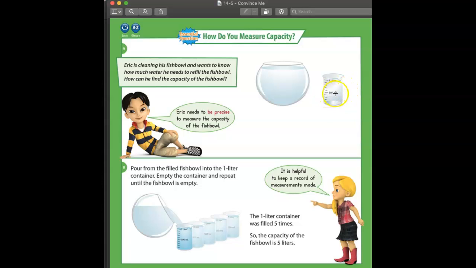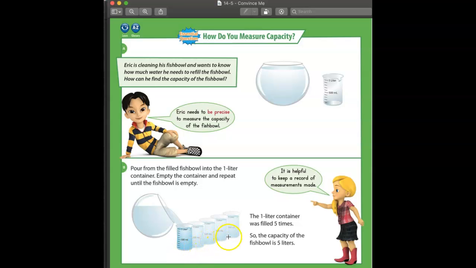If you look right here, you see that right here in the middle is labeled 500 milliliters. If you remember correctly, 1,000 milliliters is equal to 1 liter. So down here, they're taking the contents of the fishbowl and pouring them into 1 liter beakers until all of the water has come out of the fishbowl and into the beakers. So the 1 liter container was filled 5 times. So the capacity of the fishbowl is 5 liters.